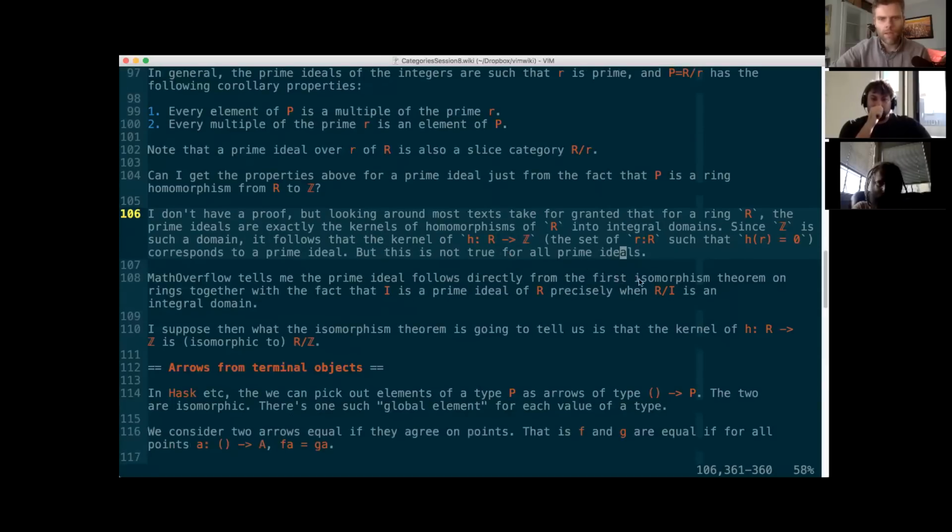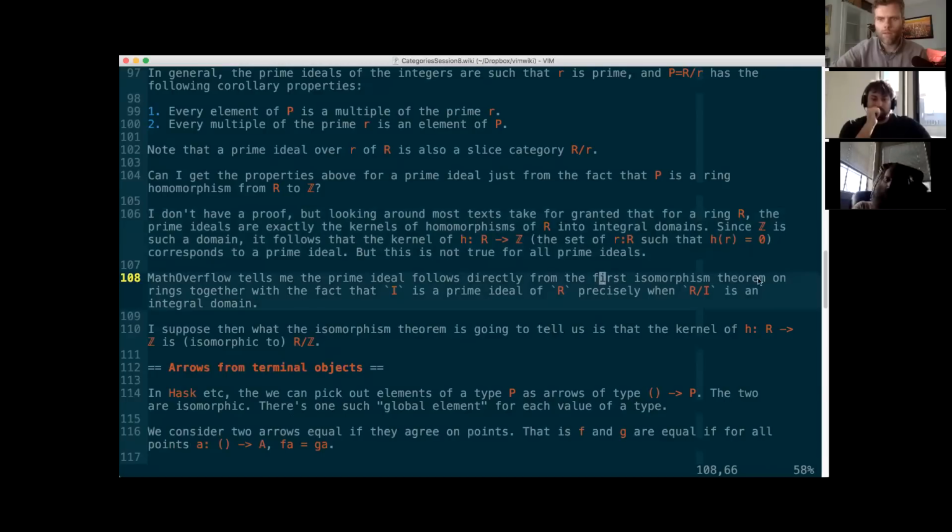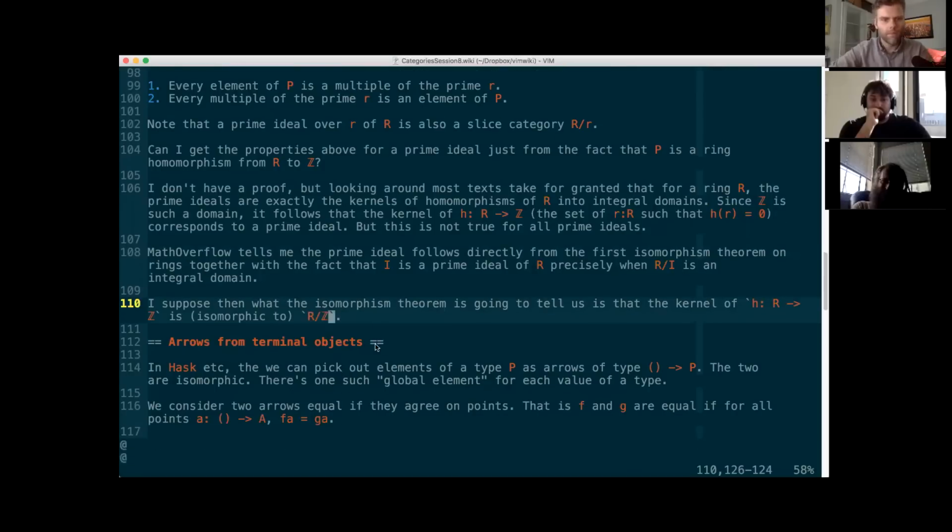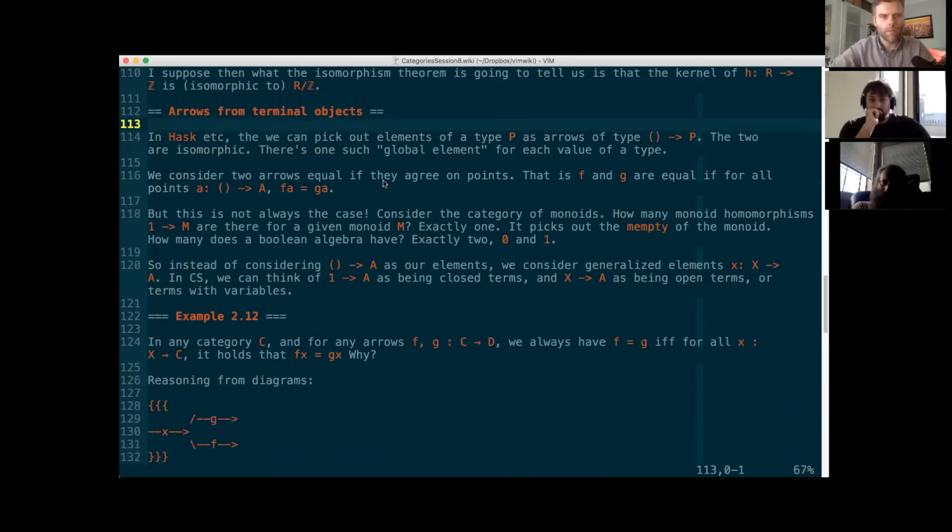All right, so the sketch of the proof is, if you know the first isomorphism theorem on rings, together with the fact that I is a prime ideal of R precisely when R over I is an integral domain. Then the isomorphism theorem tells us that the kernel of h from R to the integers is isomorphic to the slice category of R over the integers. Right, so that was a bit of a detour into ring theory. Okay, so now back to Awodey.